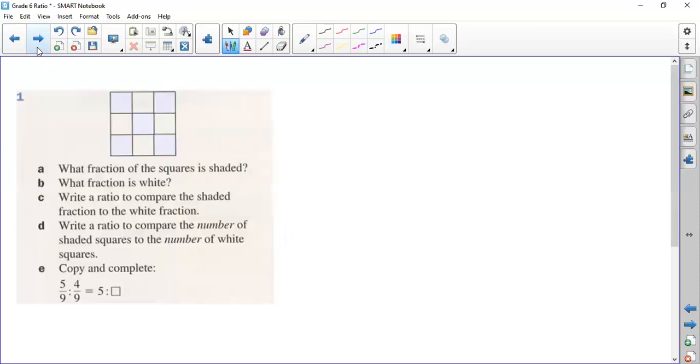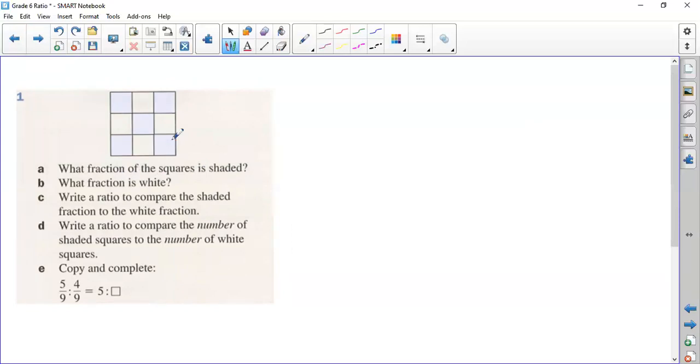Now, on the other part, we have exercise 1. What fraction of the squares is shaded? So it is given a 3 by 3 square. Okay, it means a large square is divided into 9 small squares. What fraction of the square is shaded?